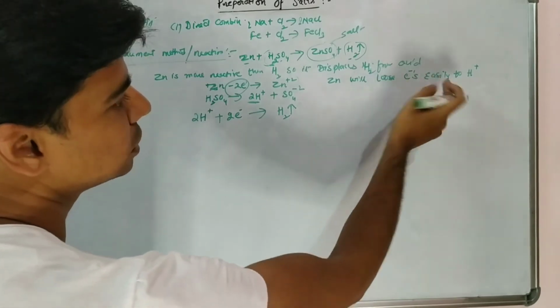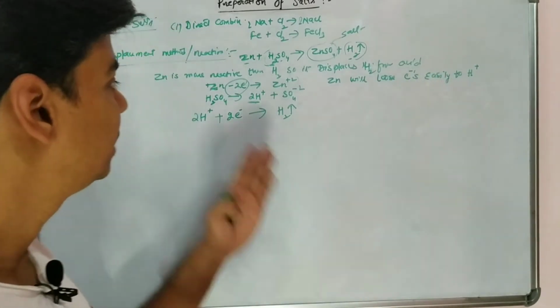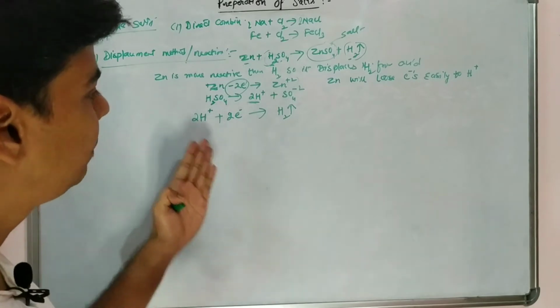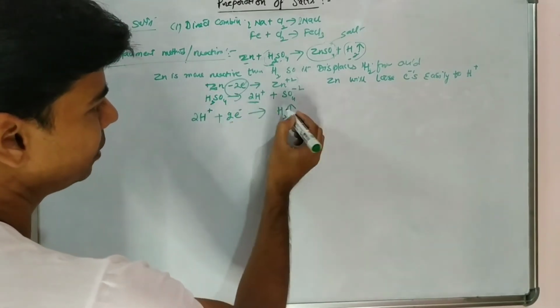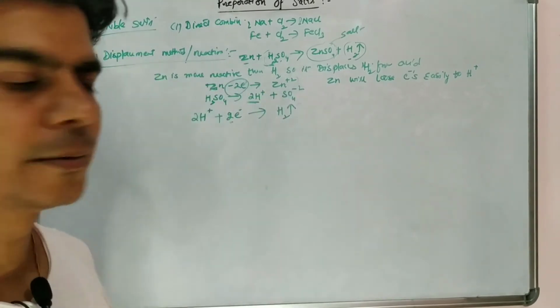Zinc can easily lose electrons compared to hydrogen, and the electrons lost by zinc would be gained by hydrogen ions in solution, right, and it will form hydrogen gas and zinc sulfate.